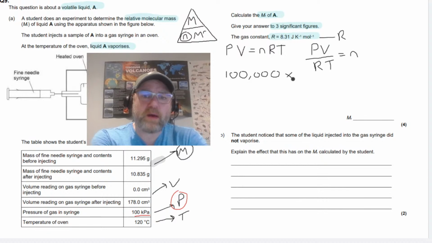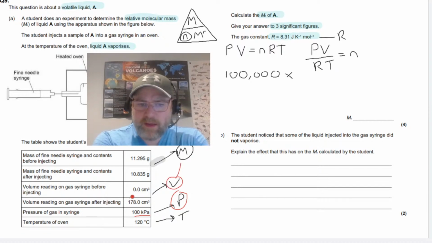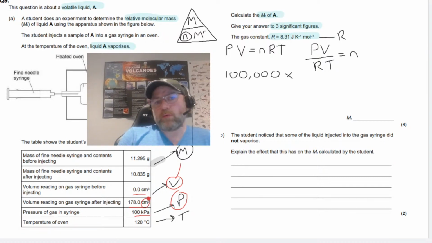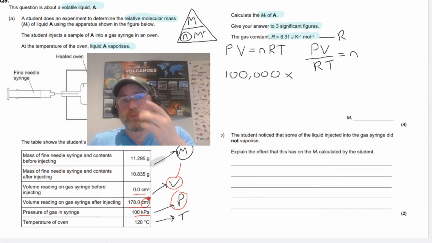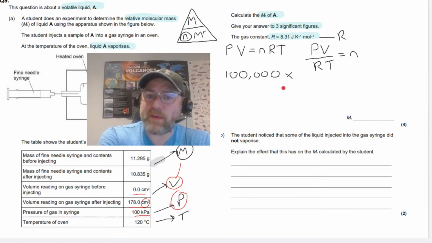Now we need to multiply that by the volume V. It says it was 0 at the start. Obviously, we hadn't injected any gas into the syringe, and afterwards it was 178. But again, when we're dealing with moles and concentrations, we do volume in decimeters cubed, but in the ideal gas equation, we use meters cubed. So we need to divide 178 by a million.